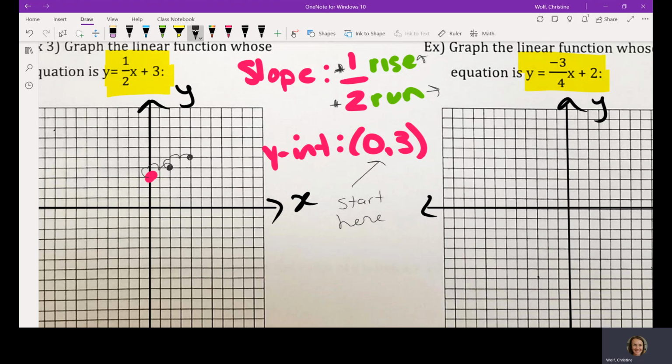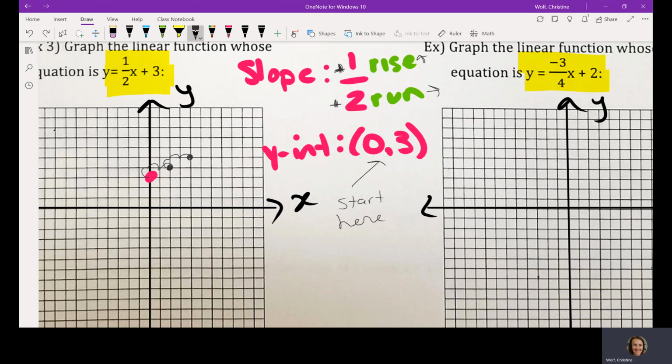So I always want you to have at least 3 points. So there you go. We did a rise of 1 and a run of 2 a couple of times to get me 3 points. And then to finish off, you join them with a line and arrows on each end. Those arrows indicate that we could keep going if we wanted to.